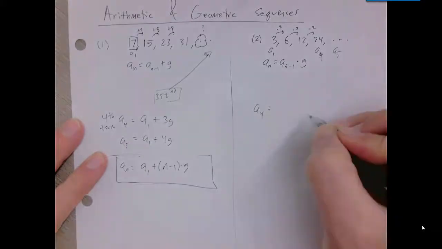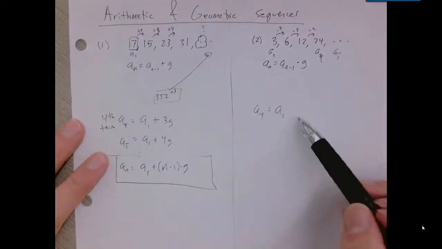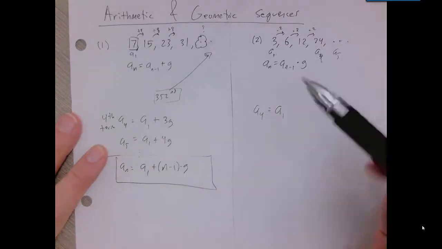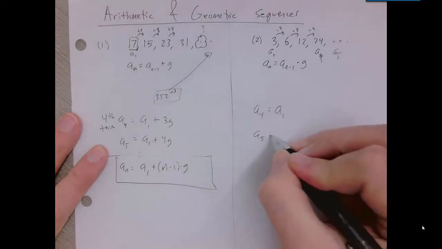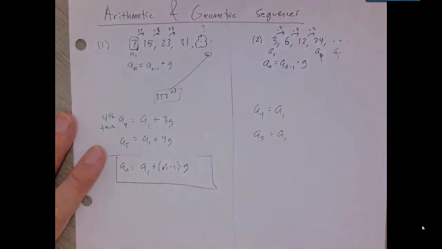A sub 4 equals a sub 1, but then you fill in the rest of this equation, similar to this one on this side. What do you have to do to get from here over to there? And then same thing for this one. What do you have to do to get from a sub 1 over to here? Give it a try.